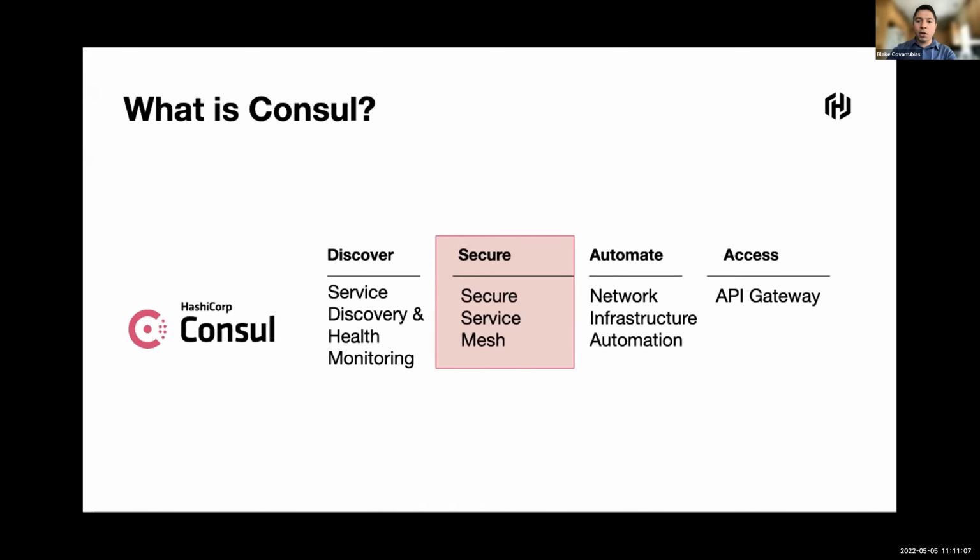Consul also supports something called network infrastructure automation. This is really focused on allowing operators to reduce the time to deploy applications and eliminate manual processes by allowing you to automate day two networking tasks using Terraform. And then lastly, Consul provides an API gateway that's really focused on enabling north-south communication for external clients that are ingressing and need to access services within your data center. For the purpose of today's presentation, though, we're going to focus on this secure pillar with service mesh.